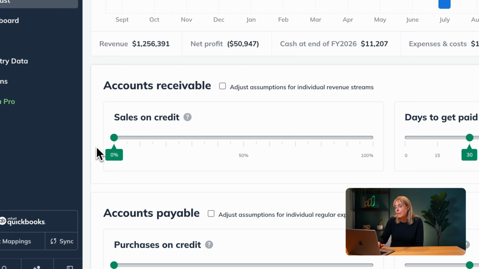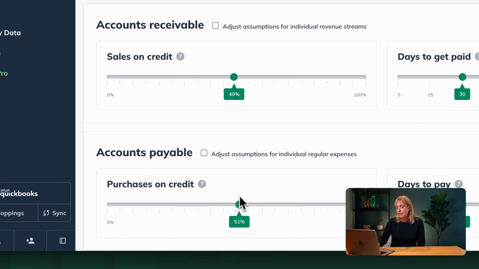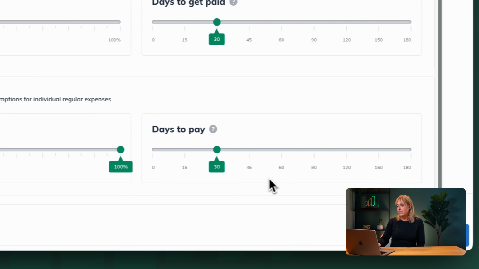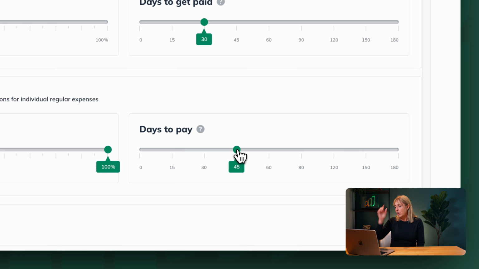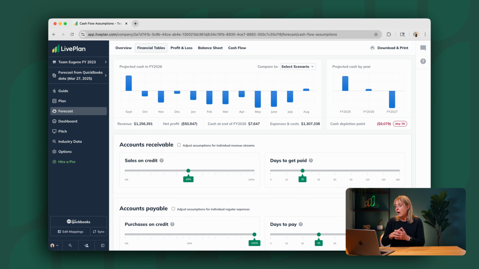Right now I have it set to no sales on credit, so I have no accounts receivable. Everybody pays me in cash, but maybe that's not the case. Maybe half of my sales are actually people don't pay me right away. I invoice them and they pay me. And then purchases on credit, let's say that all of my purchases are on credit and I've negotiated a great situation and it's 45 days to actually pay my vendors.